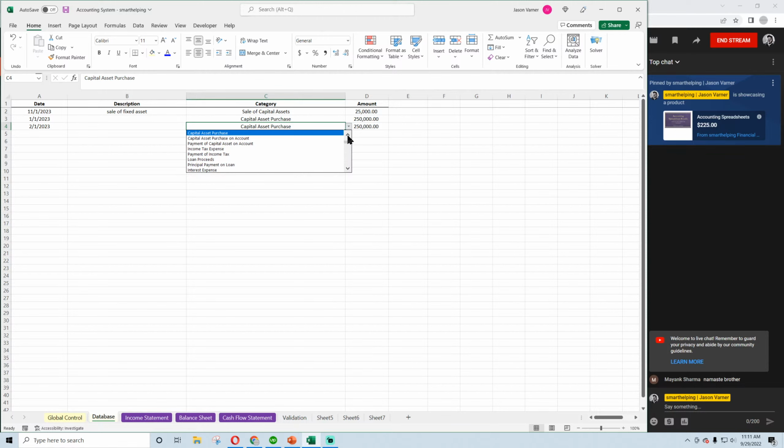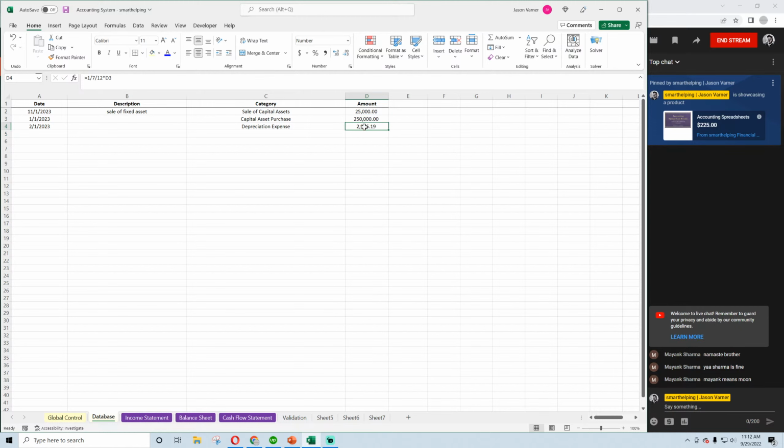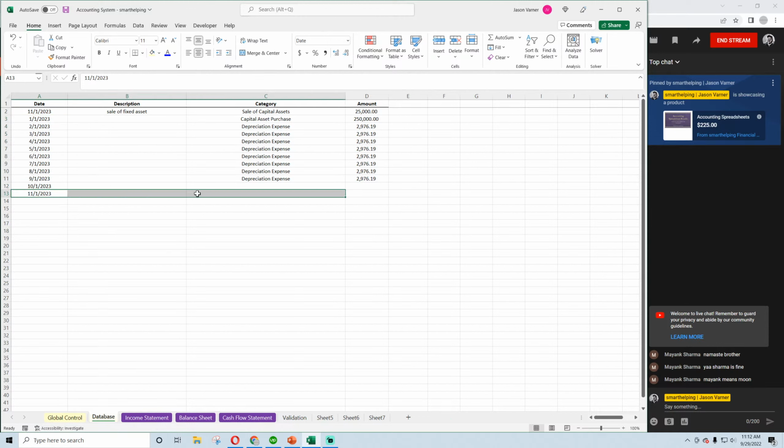Where's our depreciation expense? So here, let's say we record depreciation expense of one seventh, for seven years, divided by 12 times the amount. So we have depreciation expense happening for a couple of months here. Right, and then we sell it in November. So January, February, all the way up to November.